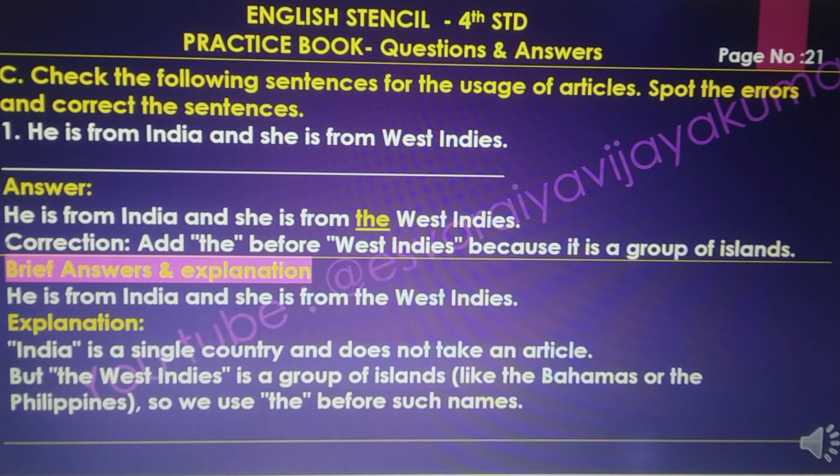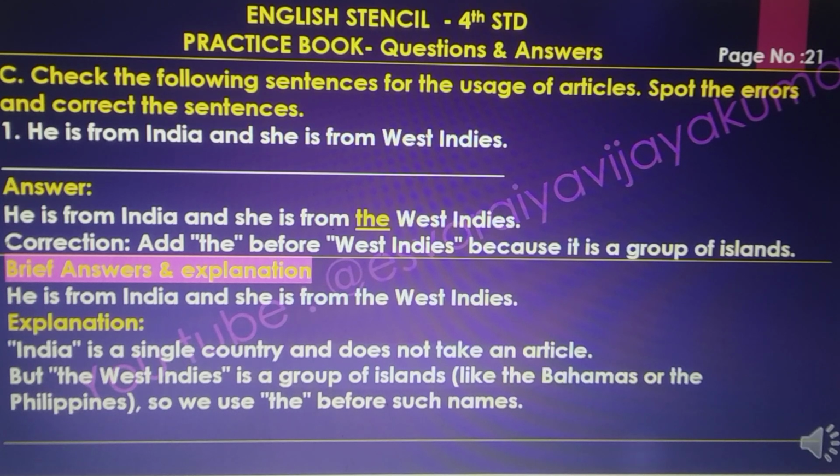Check the following sentences for the usage of articles, spot the errors and correct the sentence. First one: he is from India and she is from West Indies. The answer of this: he is from India and she is from the West Indies. The correction: add "the" before West Indies because it is a group of islands.